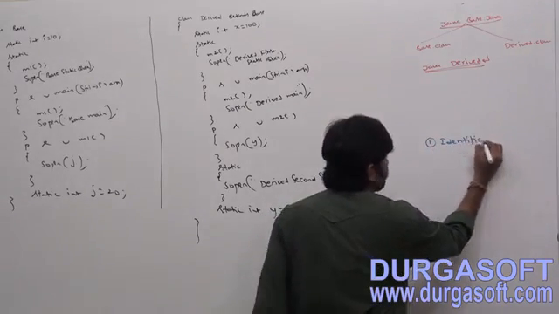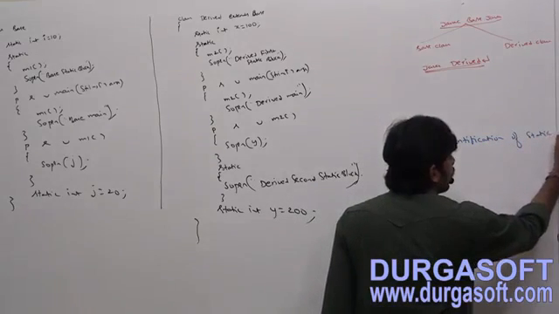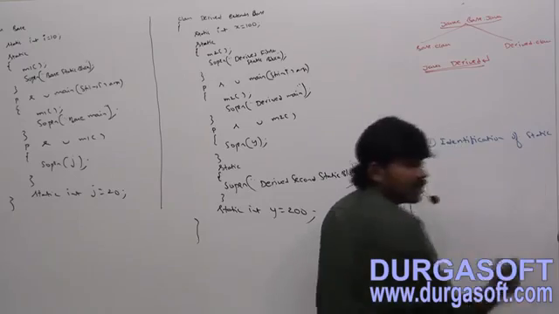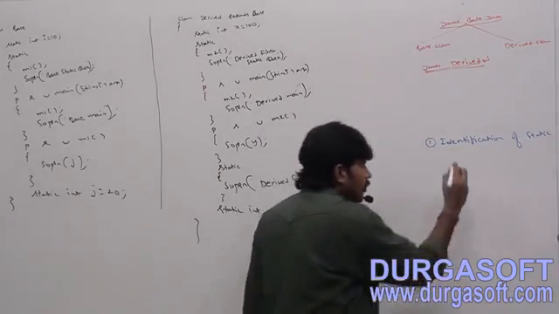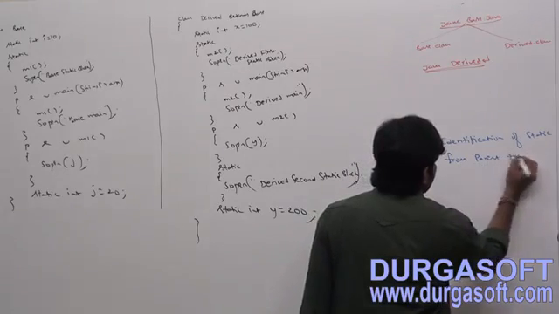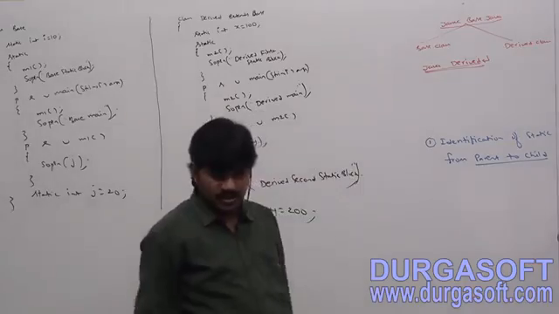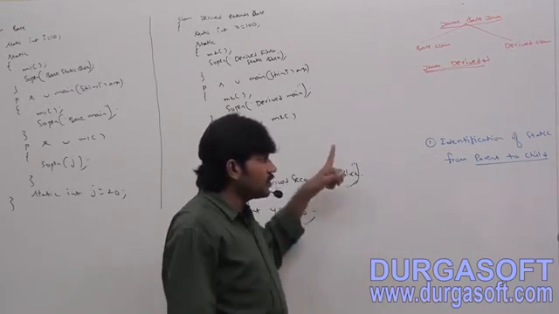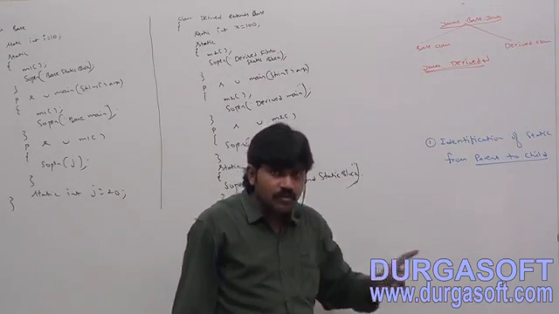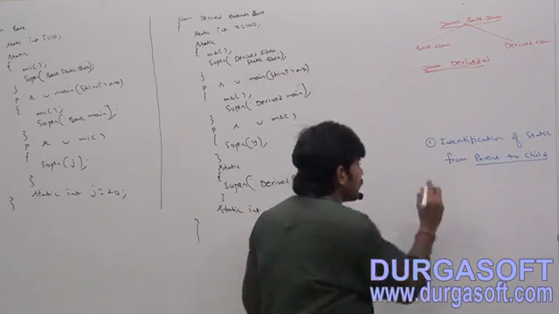Identification of static members from parent to child. Of course, from top to bottom anyway. First parent and then child. First step: whenever we are executing a child class, what is the first activity to be performed? Identification of static members from parent to child.